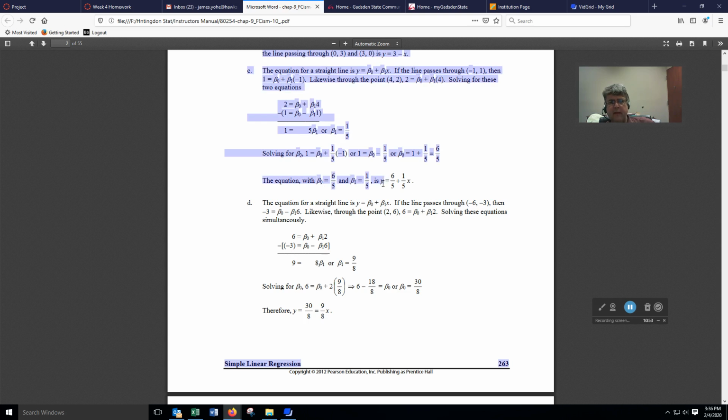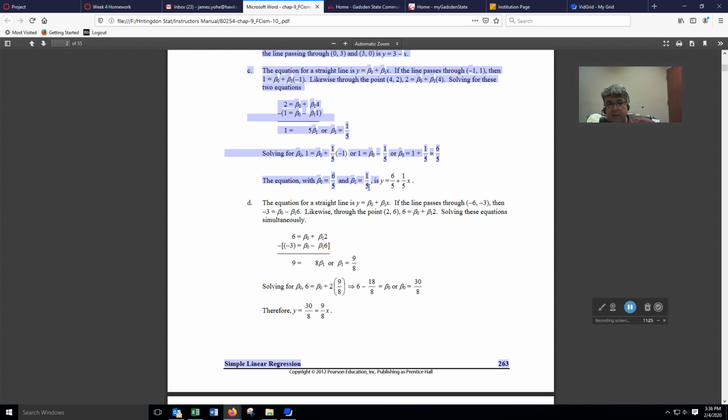So this would be the equation for that. This would be the regression equation for that particular relationship. Y is equal to 6/5. That's my beta naught. We solved for that here. Plus beta 1, we solved as 1/5 here, times x. That's the equation for that regression line. That line describes the relationship between x and y.